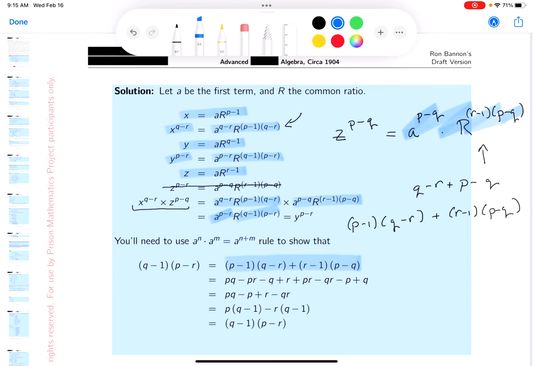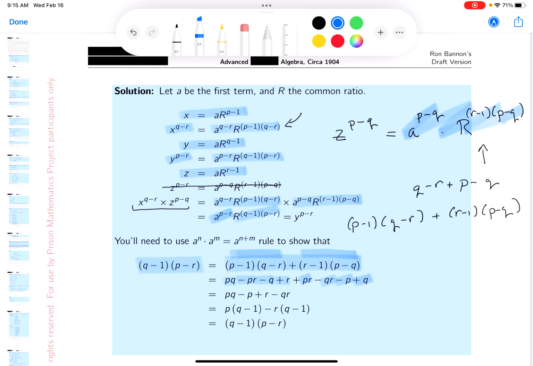And what they're trying to verify is that this thing will lead to what we expect it to be, which is going to be Q minus 1, P minus R. Let's see if that's true. Where they do, they multiply it out. Let me go through it step by step. I definitely get the PQ minus PR minus Q plus R. That comes from the first multiplication. Let's do the second multiplication. You get PR minus QR minus P plus Q. All right?